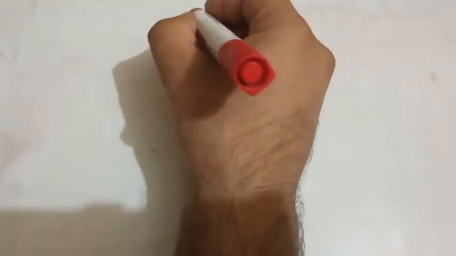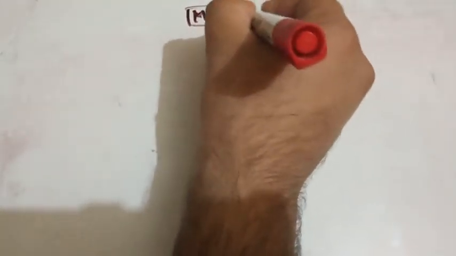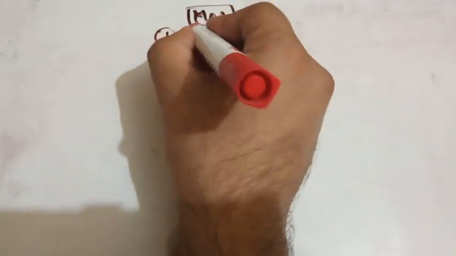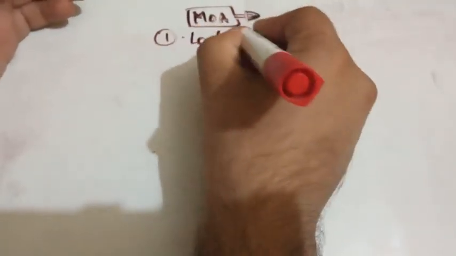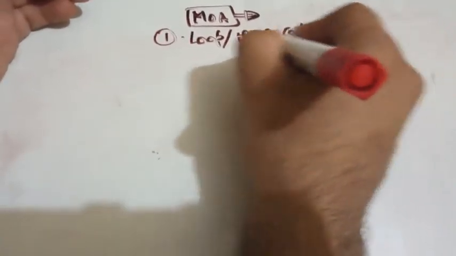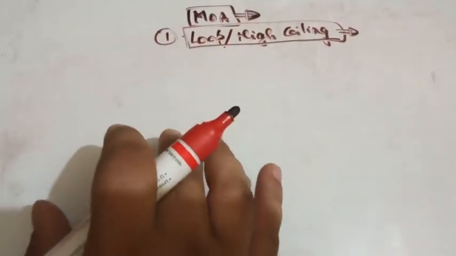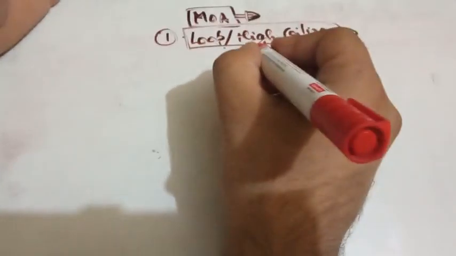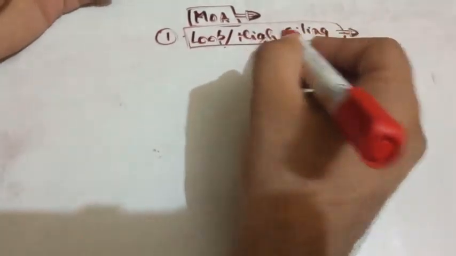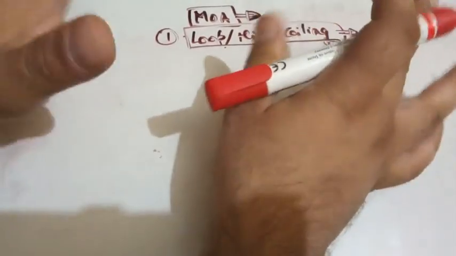Okay, so now we'll start with mechanism of action, MOA. This is a short form which I made. First we'll start with the loop or high ceiling diuretics. So if we talk about loop or high ceiling diuretics, then first of all we should define what these are, then we understand why these are called loop or high ceiling diuretics. First we will define these drugs.